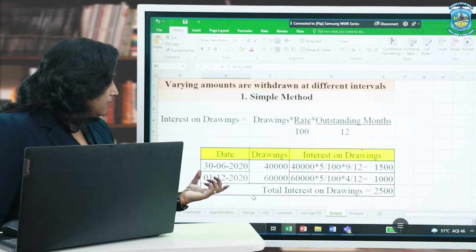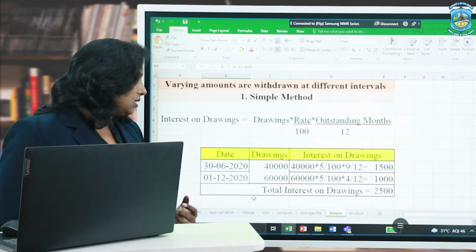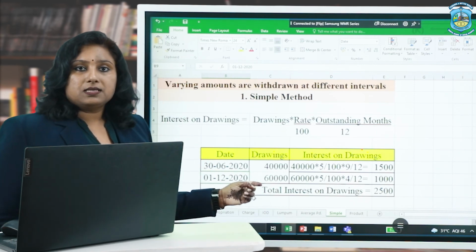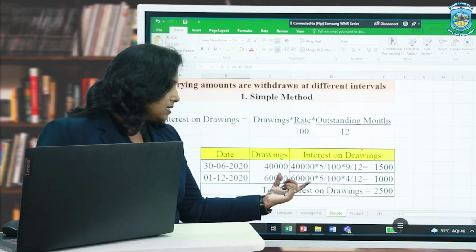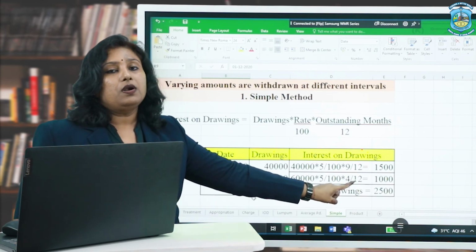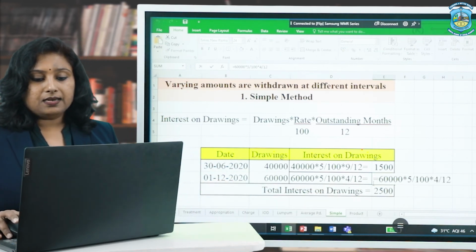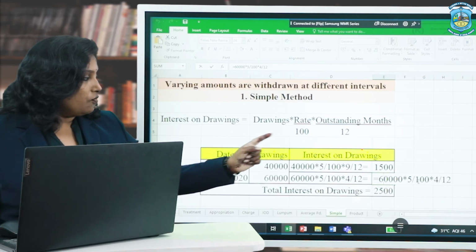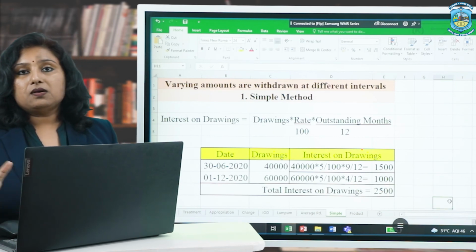The next drawing was done on 1st of December. Now from 1st of December till 31st of March gives us 4 outstanding months. The amount of withdrawal is 60,000, therefore the 5% rate of interest shall be applied on 60,000 and just for 4 outstanding months. Okay, so let's see how the calculation is done. It is done 60,000 on 60,000 at the rate of 5% for 4 months, right? And the answer is 1,000.